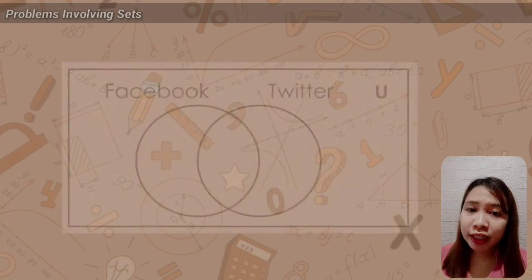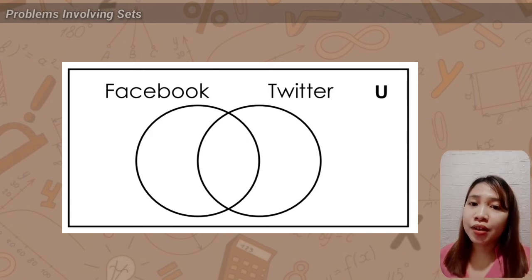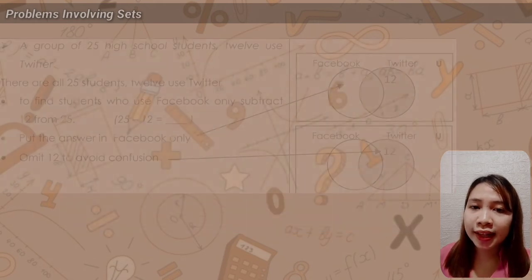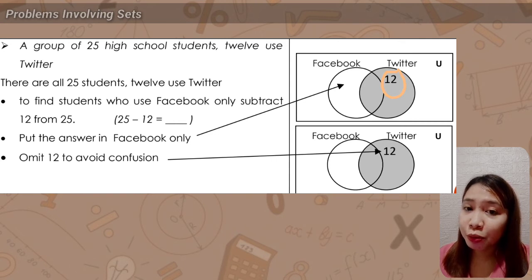We are going to proceed on drawing two overlapping circles, kung saan yung unang circle represents the set of students who use Facebook and the other one who use Twitter. As we analyze the data, we can now start solving from left to right using our technique side to side. Okay, so a group of 25 high school students, 12 use Twitter. Ayan, lalagyan na natin dun sa kabilang set na 12.